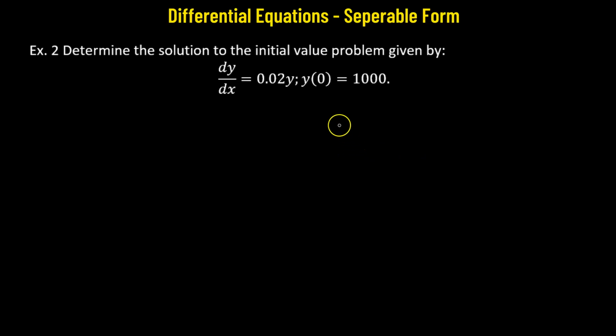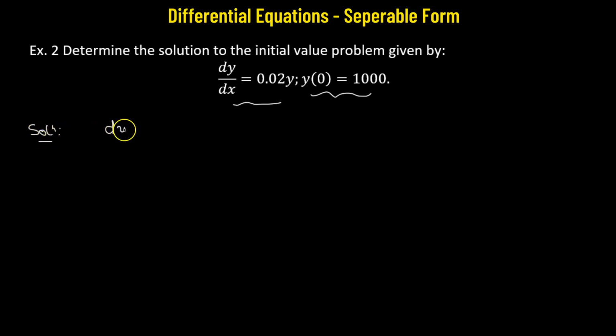Okay, let's try out another problem. So here we have an initial value problem. This is a differential equation whose initial value is given. That means that when x equals 0, the value of y is 1000. And we have to find a solution to this differential equation. So let us begin.